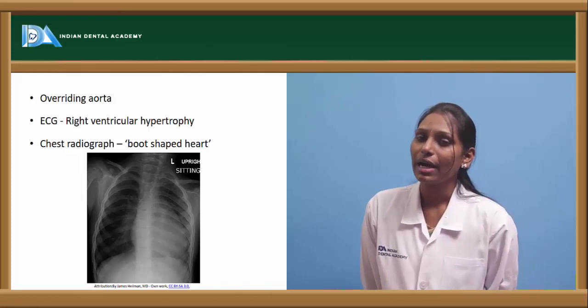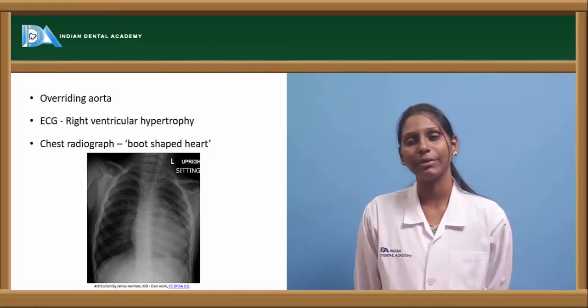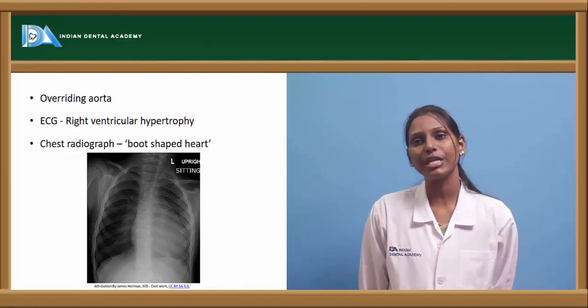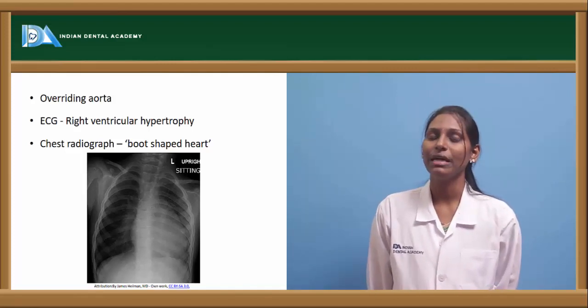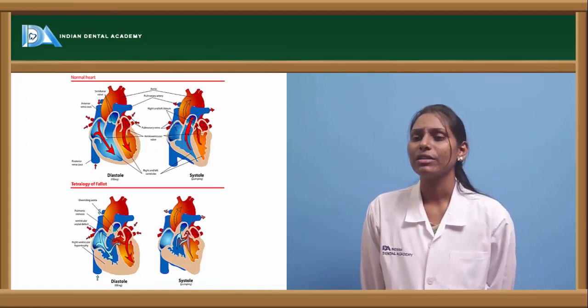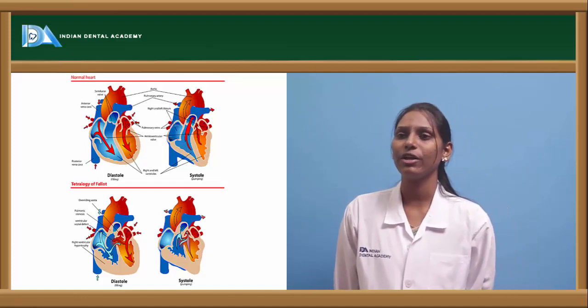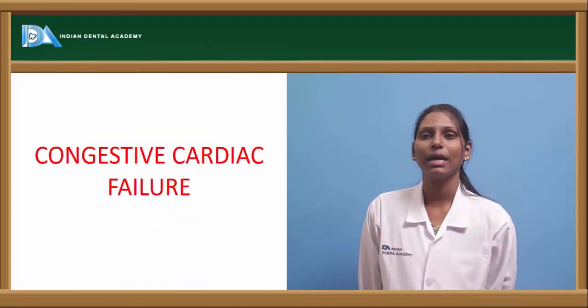We see an overriding aorta in this case, and ECG reveals right ventricular hypertrophy. A pathognomonic boot-shaped heart is seen in the chest radiograph in tetralogy of Fallot. This picture shows the difference between a normal heart and tetralogy of Fallot. Now coming to congestive cardiac failure.